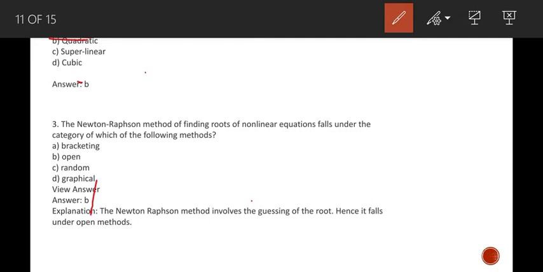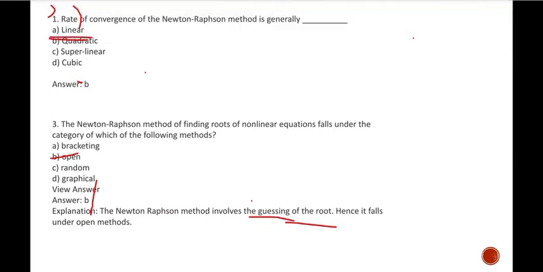Now the third: the Newton-Raphson method of finding roots of a nonlinear equation falls under the category of which of the following methods? The answer is, we have to remember this, open method. The Newton-Raphson method involves the guessing of the root, so it falls under the open methods.